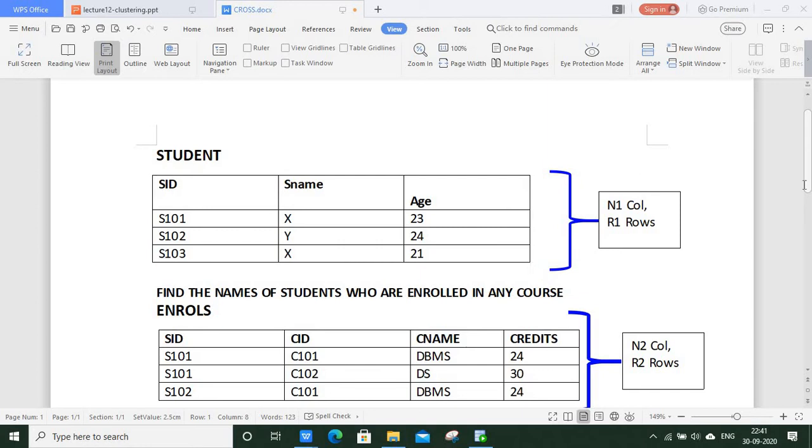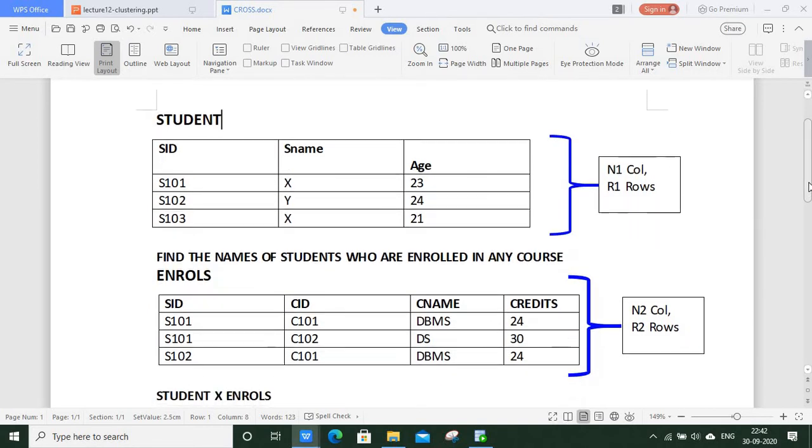If we have to solve this type of query that cannot be fulfilled by a single table, we have to join two or more tables together. SQL provides different types of joins like cross join, natural join, and outer joins, and out of these joins, cross join is the first and most basic operation. Now let us see the working of the cross join. Suppose we have to take the cross join of these two tables, student and enrolls. You can relate this cross join operation with the cross product of two sets.